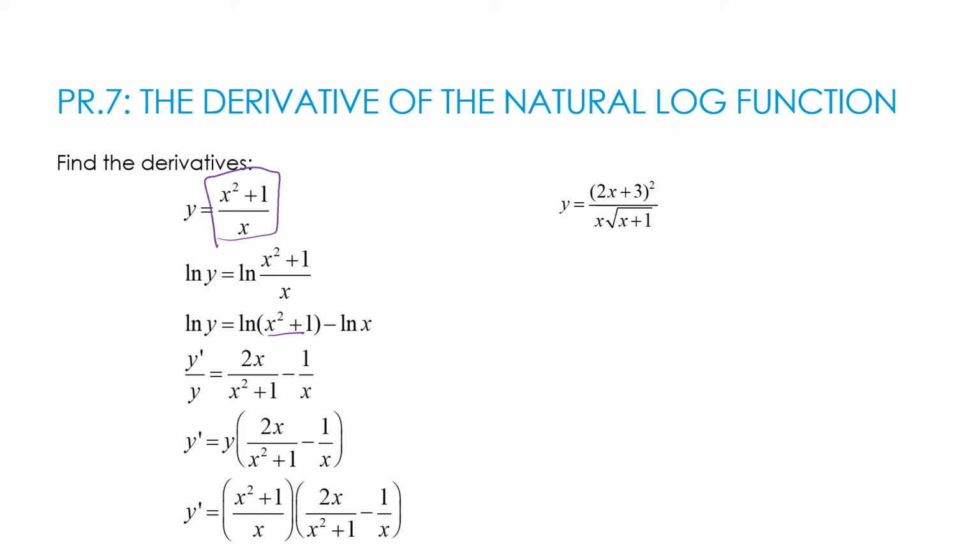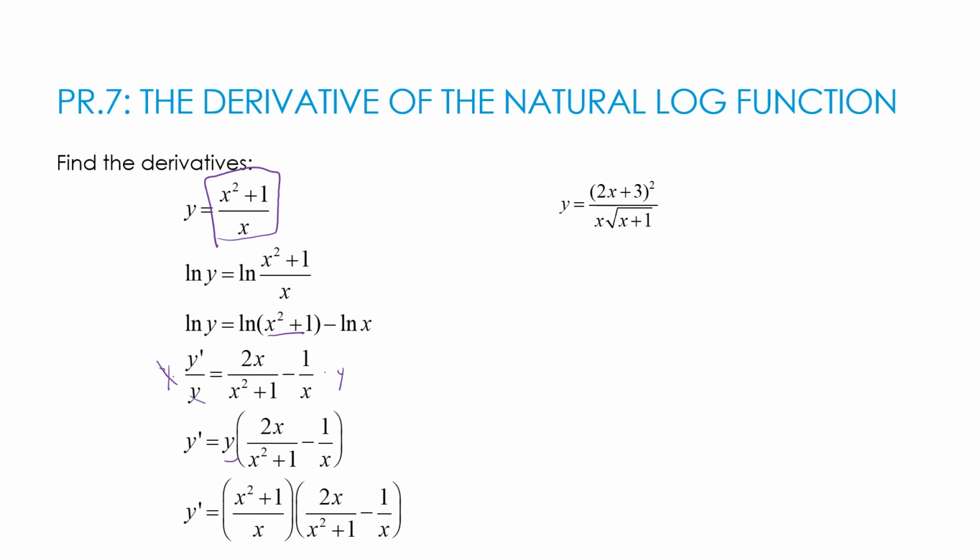Again, move that y to the other side, so times y. That gives me y prime. Plug the y back in. And then I could do some more simplification here. And who's to say what's right and what's wrong in terms of simplification. But obviously this could be simplified further. I just chose to leave it like this.